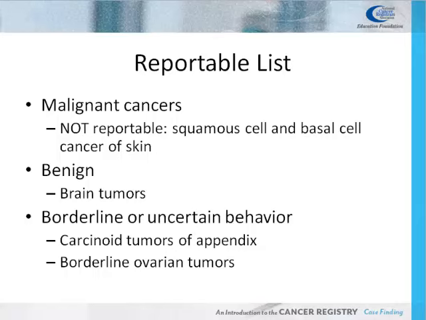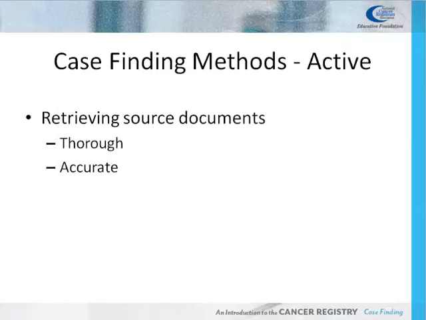Almost all malignant cancer cases must be reported to the state. A couple of malignant cancers that are not reportable are squamous cell and basal cell cancer of the skin. Some benign central nervous system tumors, including brain tumors, are required by law to be reported. A hospital cancer committee or some central cancer registries may require the registry to report other benign, borderline, and uncertain behavior cases. Examples include carcinoid tumors of the appendix and borderline ovarian tumors.